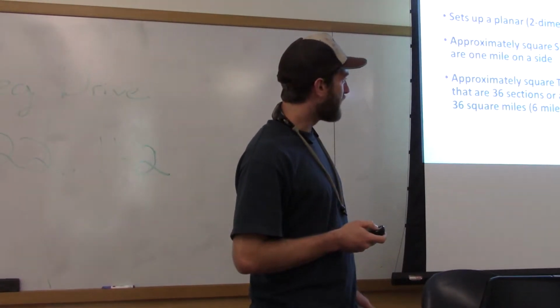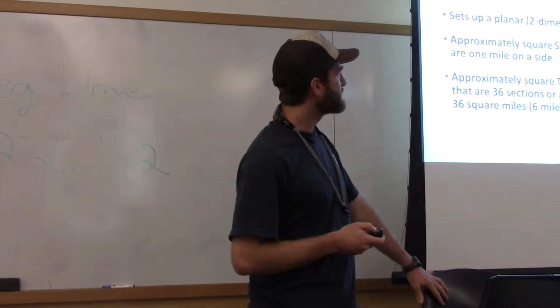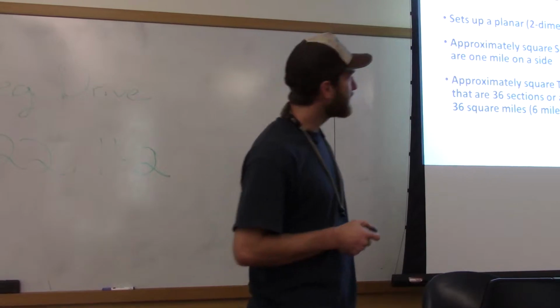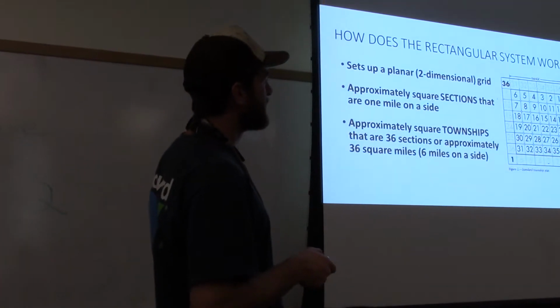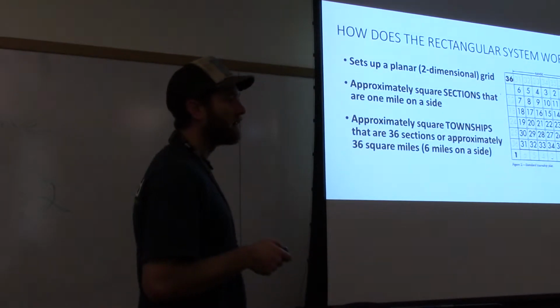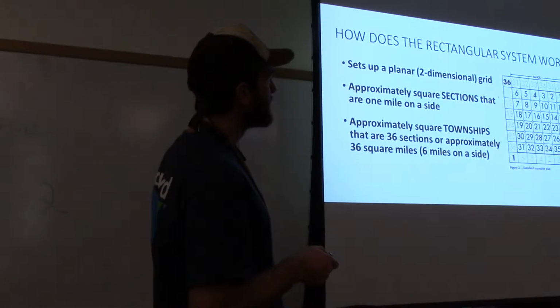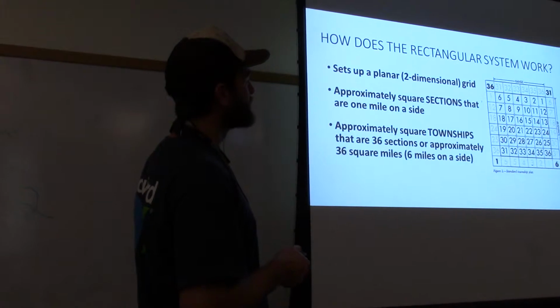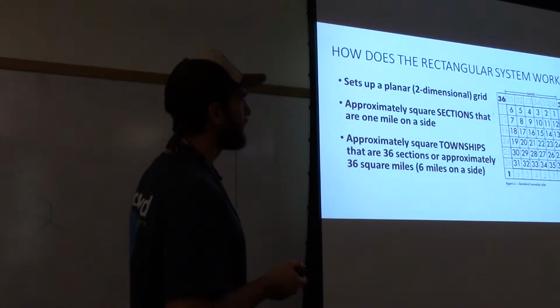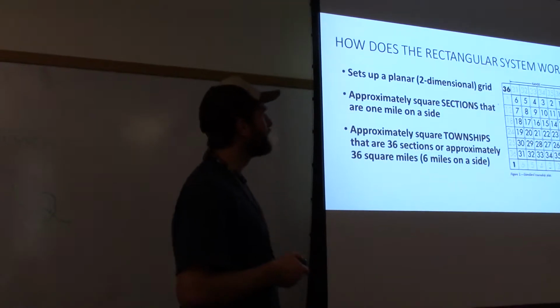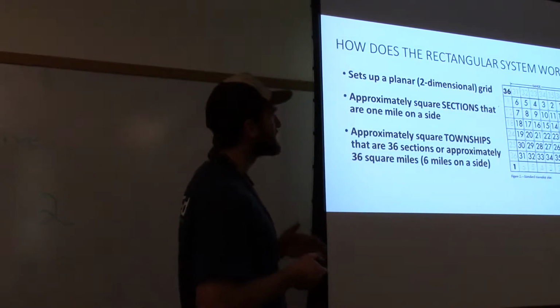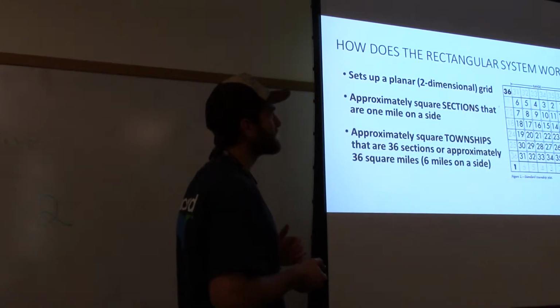And so they set up townships and ranges, right? So what we're looking at here, this all collectively, 1 through 36, that makes a township. And each of those numbers individually, 1, 2, those are each sections, right? And a section is 1 square mile, so it's a mile on each side, right? And so a township has 36 of those.